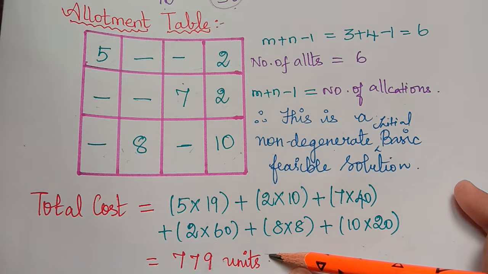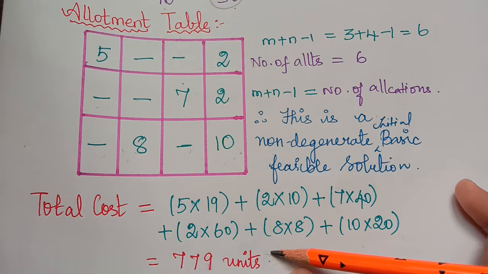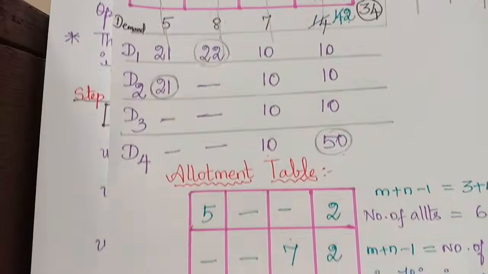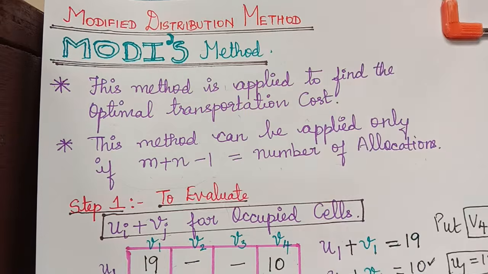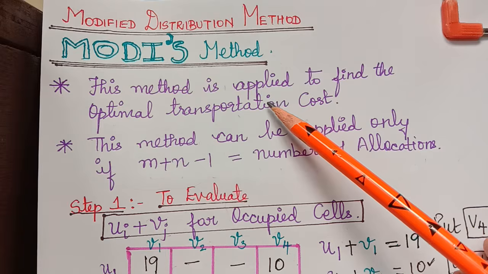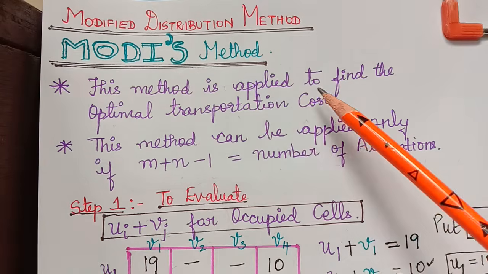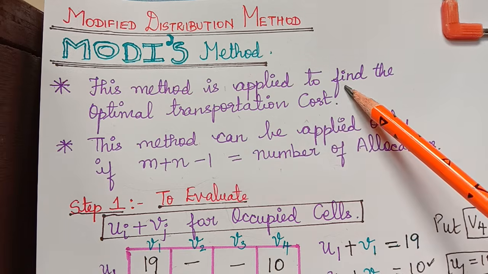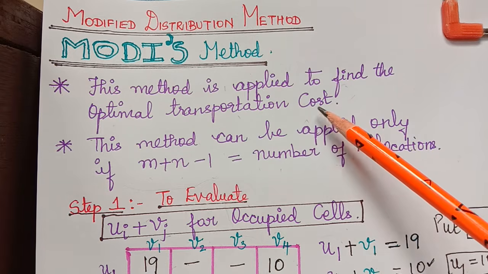To do so, we have to use the modified distribution method, shortly known as MODI's method. So let us do that now. Now by the MODI's method, when can this method be applied? This method is applied to find the optimal transportation cost. That is why this method is applied, to find the optimal transportation cost.